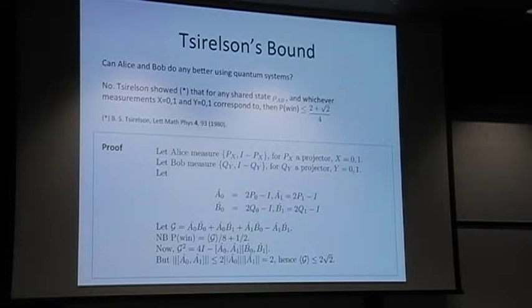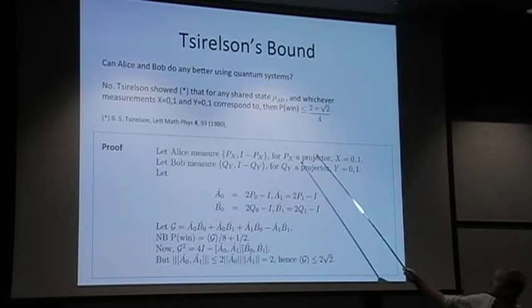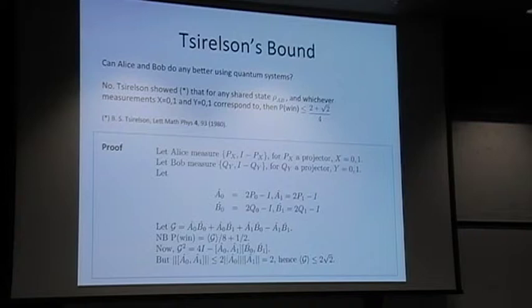No. Tsirelson showed, in 1980 in this paper, that for any shared state at all of any dimension, and whichever measurements the inputs x in {0,1} and y in {0,1} might correspond to, Alice and Bob's probability of winning is always less than or equal to this, which is what they obtained previously. Let's not dwell on this, but let's have a quick look at the proof.